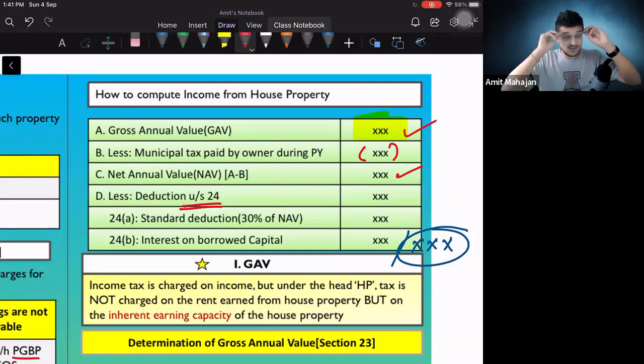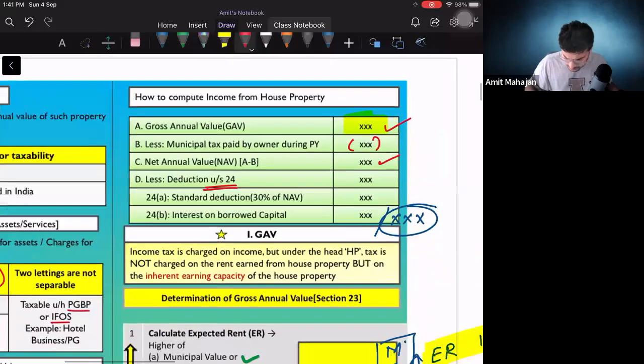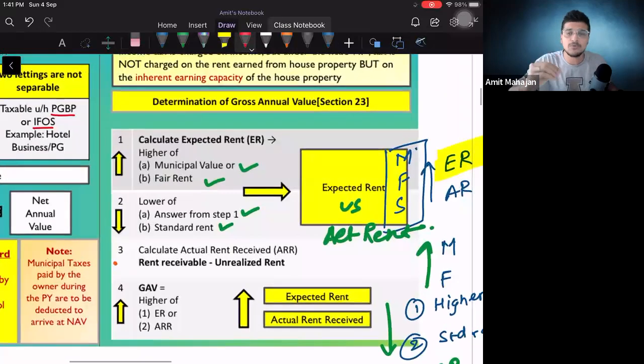Correct. So from gross annual value, we are reducing all the costs. The first cost we reduce is municipal tax. After that, we get net annual value. From net annual value, we have two deductions under section 24. 24A talks about standard deduction and 24B talks about interest on borrowed capital. We are going to discuss everything in detail regarding municipal tax, standard deduction, and interest on borrowed capital after 5 minutes. But after that, we saw how to compute that GAV.